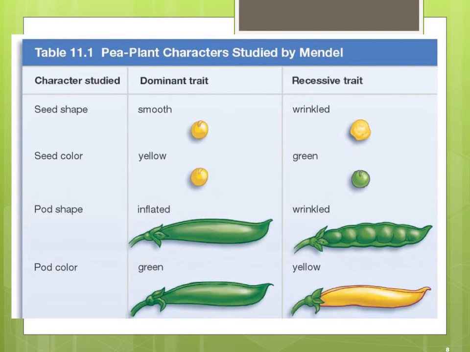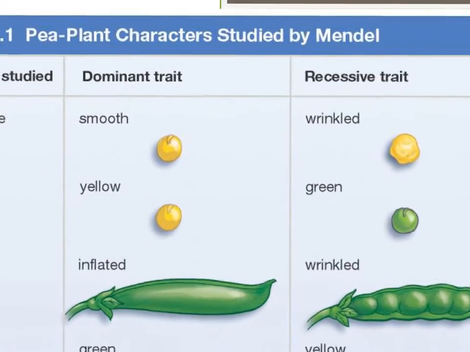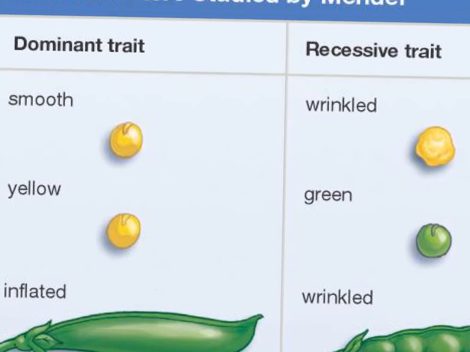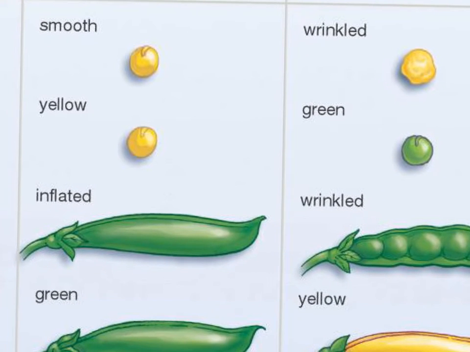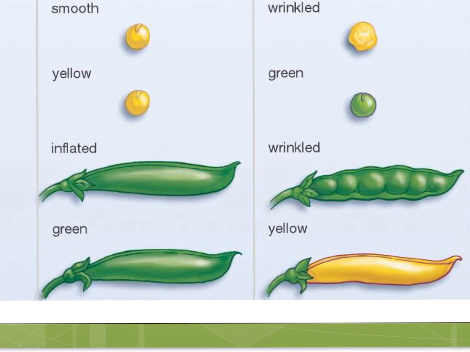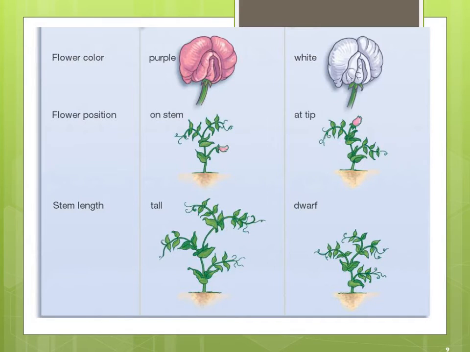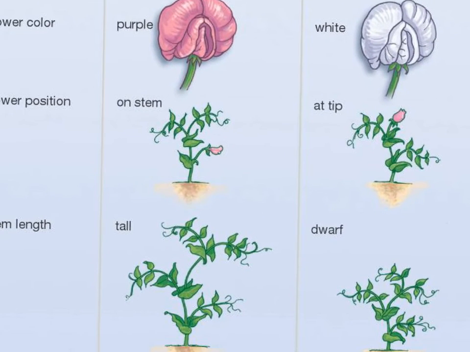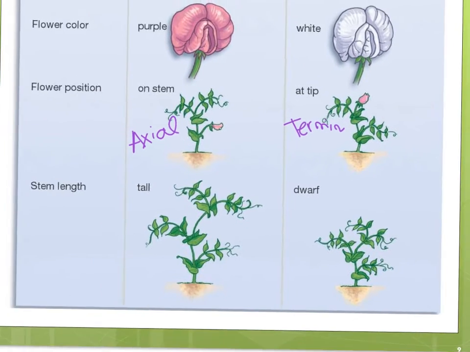So just in case you're wondering what these things look like, the seed shape, here we are with smooth and wrinkled. Remember, smooth is dominant to wrinkled. Yellow is dominant to green in the color of the peas. There's our inflated or smooth and wrinkled. There's green and yellow pod color. We have our purple and white flowers. We have the axial and terminal. And then the tall and dwarf plants.